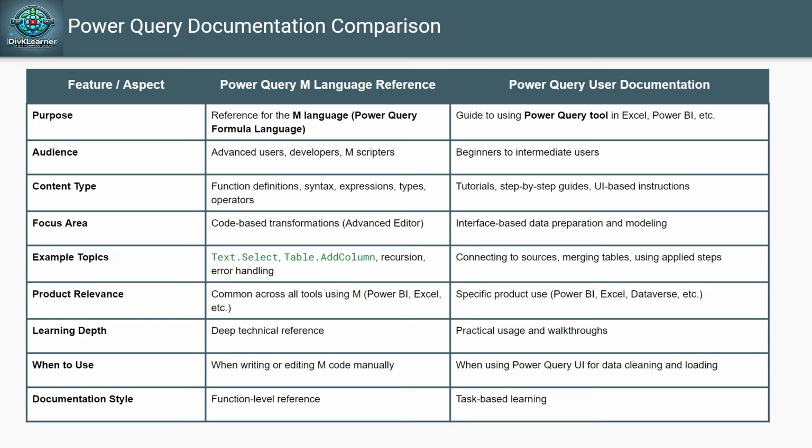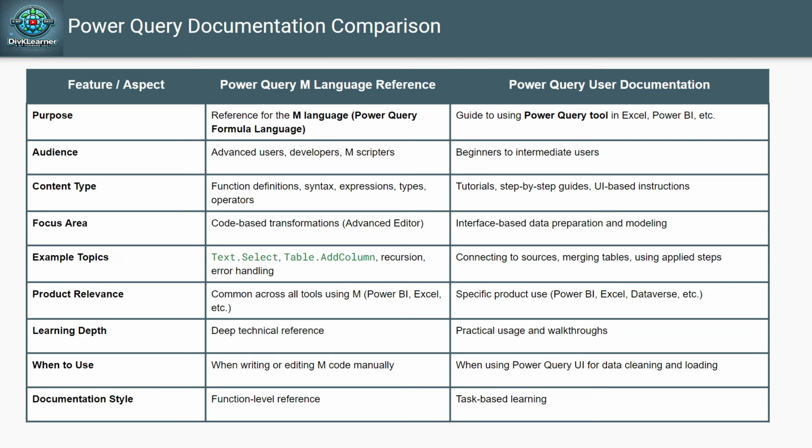If you talk about the examples in the Power Query user documentation, you will find out how to connect to source, merge table, applied steps. When you're talking about the M query or Power Query M language, you're talking about more advanced topics like Text.Select or Table.AddColumn. You do the error handling, you do the recursion, those kinds of things. Then the product remains the same in both of them. You can use it in Power BI, Excel, etc.